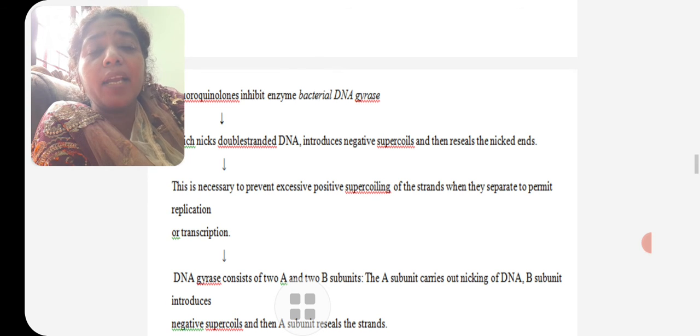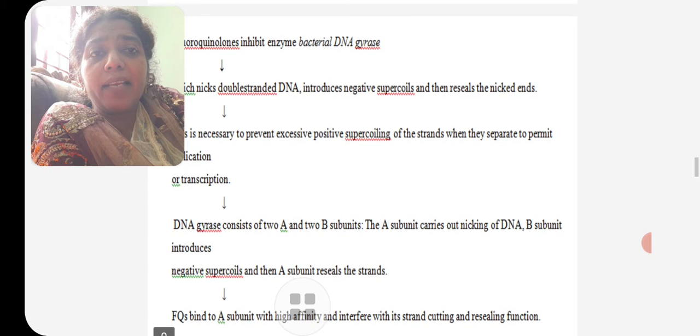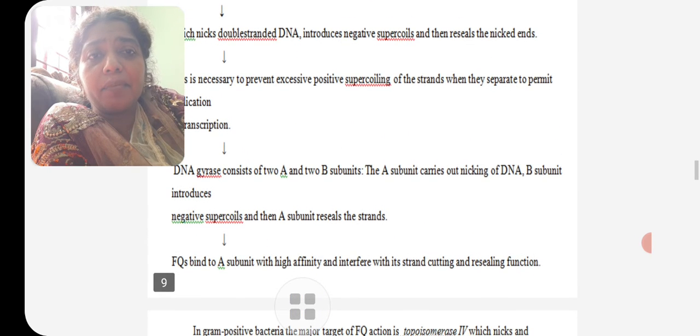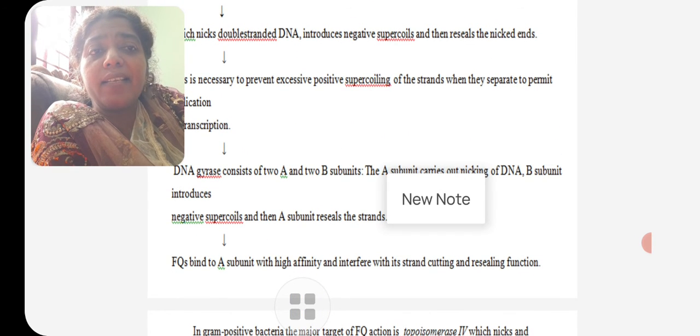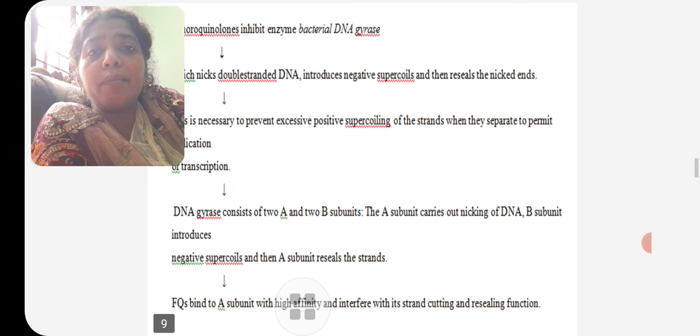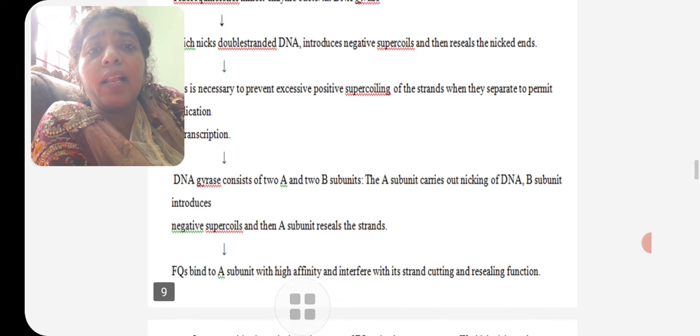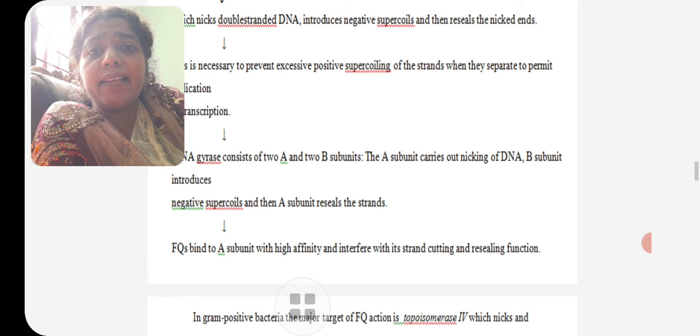So what's the purpose of introducing the negative supercoil? The purpose is to prevent the excessive positive supercoiling of the strands when they separate to permit replication or transcription. And if you see this DNA gyrase enzyme, it has 2 A subunits and 2 B subunits. The A subunit will be carrying out the nicking function. The B subunit introduces negative supercoils and the A subunit again reseals the nicks.